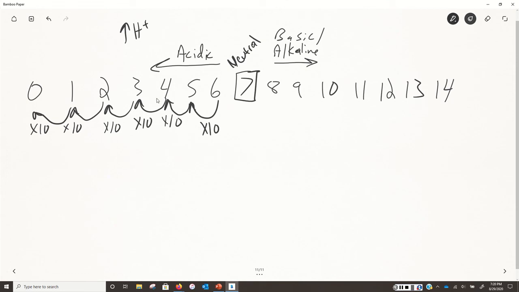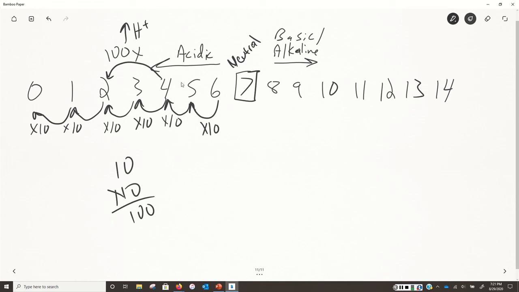3 has 10 times as much as 4. 2 has 10 times as much as 3. So 2 has how much greater concentration than 4? It is 100 times as much. Because remember, this is 10 times, not 10 more, 10 times more. So from 4 to 3 is times 10, from 3 to 2 is times 10. What is 10 times 10? 100. Now that's why 2 has 100 times the H plus concentration as 4.